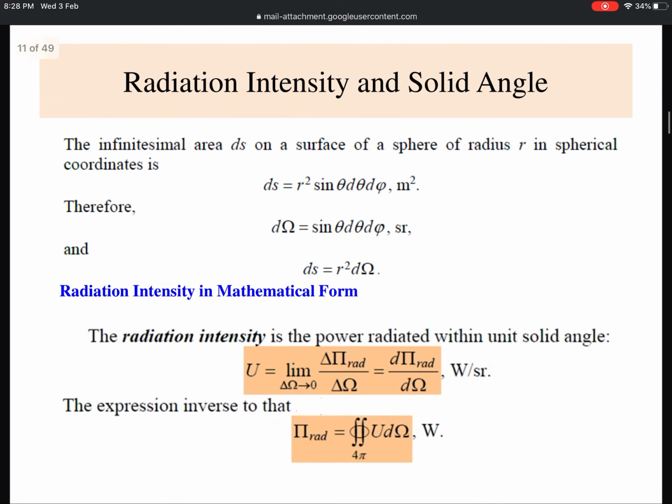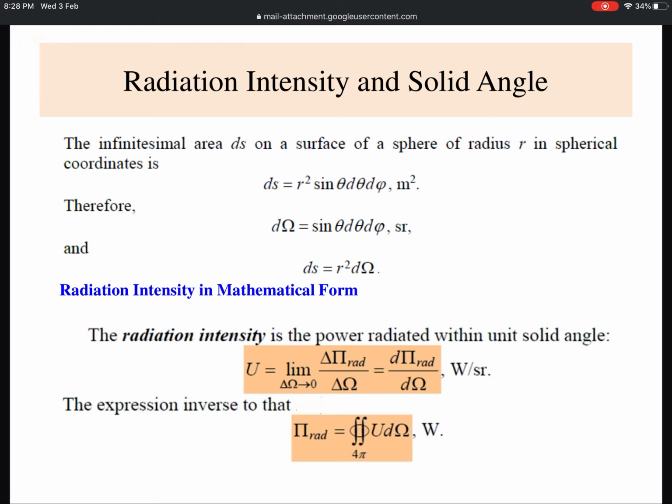Now we are in a position to define the radiation intensity. The radiation intensity U, as delta omega tends to 0, is the power radiated per unit solid angle. So power radiated is defined by delta P rad divided by delta omega. Delta is the discrete parameter; when delta omega tends to 0, it becomes a continuous differential. So U equals dP rad by dΩ, in watt per steradian. This quantity, watt per steradian, is defined as the radiation intensity.